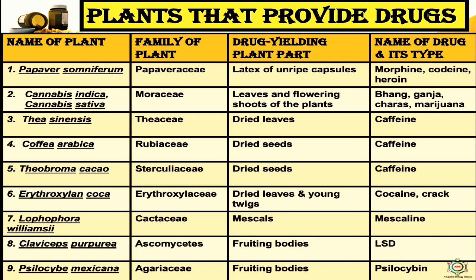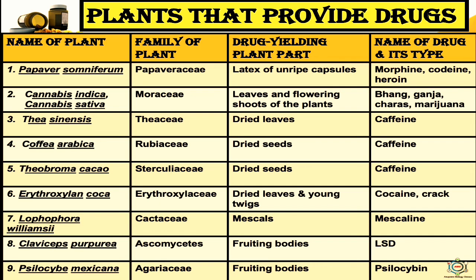Next is Cannabis indica and Cannabis sativa, family Moraceae. The drug yielding plant part is leaves and flowering shoots of the plant, and the examples are bhang, ganja, charas, and marijuana. Thea sinensis from Theaceae, dried leaves used, and the name of drug is caffeine. Coffea arabica from family Rubiaceae, drug yielding plant part is dried seeds, and the name of drug is caffeine. And the Theobroma cacao family of plant is Sterculiaceae. Drug yielding plant part is dried seeds, and the name of drug is caffeine.